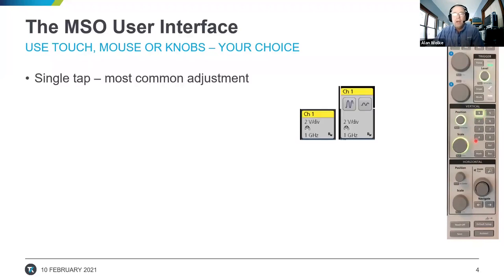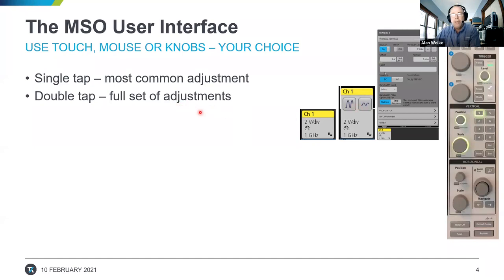Okay. On the interface, you see these little icons around the perimeter. We call them badges. So here's the badge for channel 1. A single tap on that badge, either a single click with the mouse or a single tap with your finger, will bring up the most common adjustment. So for channel 1 it's most commonly changing the vertical scale, right? How many volts per division.